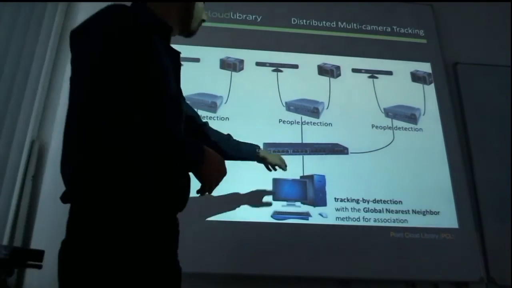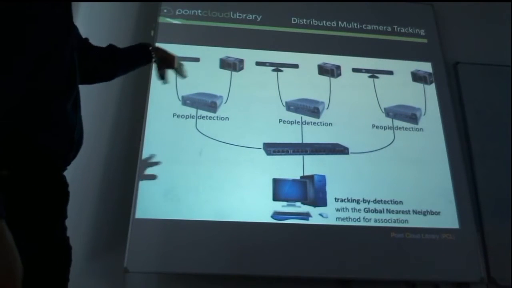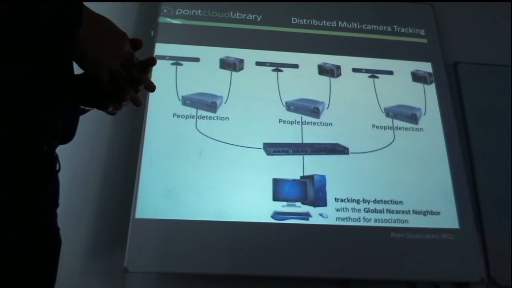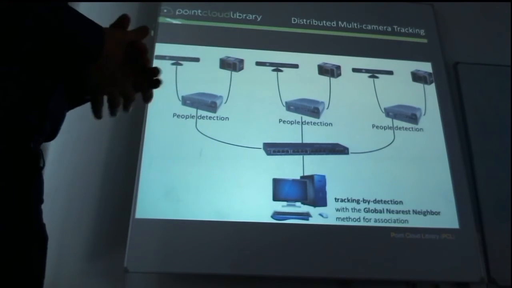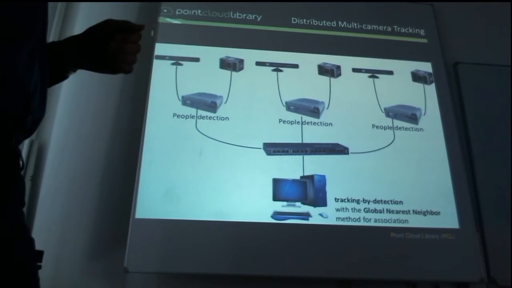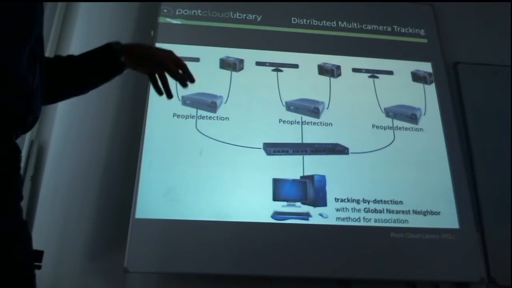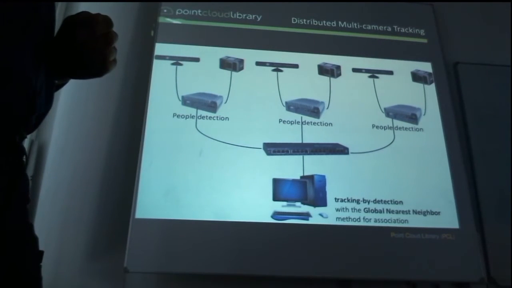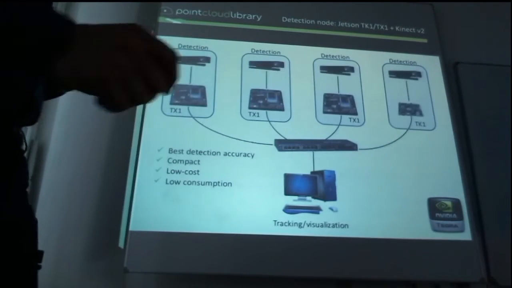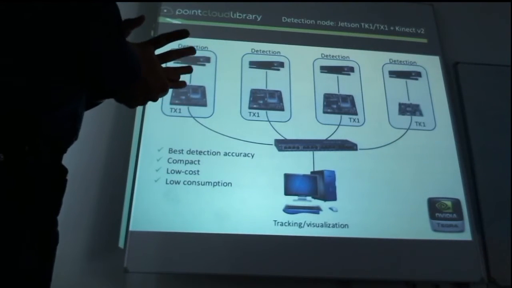While the tracking node, which is a centralized node, receives information from all the detection nodes and fuses all these people detections into tracks. So it performs the data association, which is now global nearest neighbor, where the association is optimized globally for all the detections arriving each time. And recently, all this has been ported to work also on embedded platforms, as we were saying.